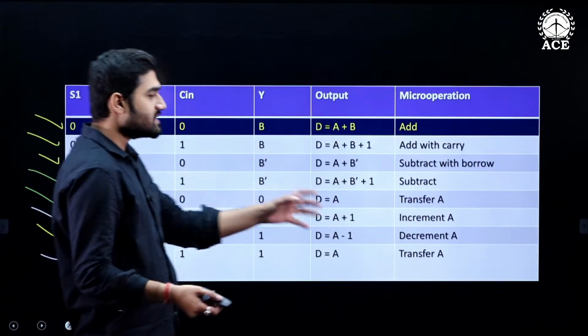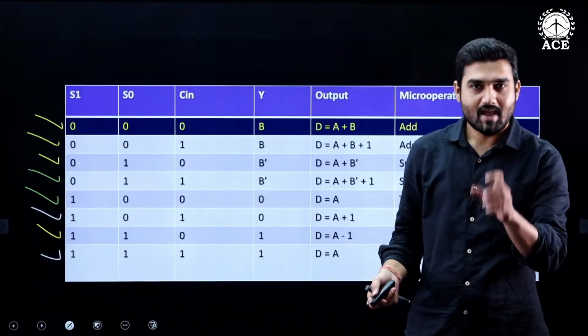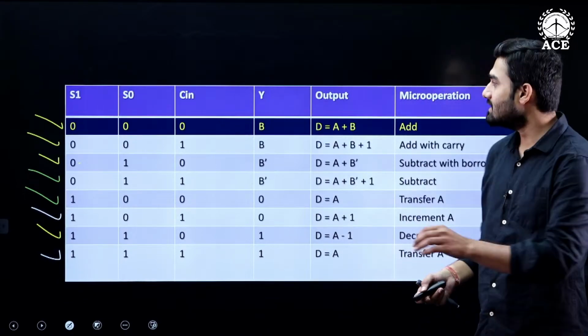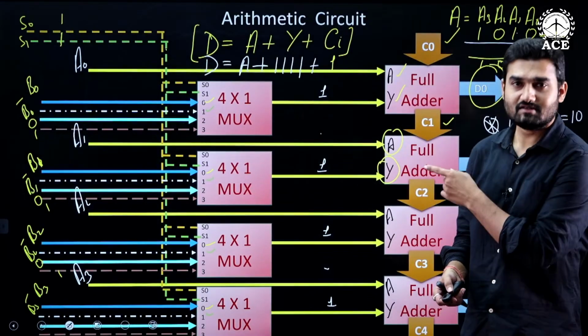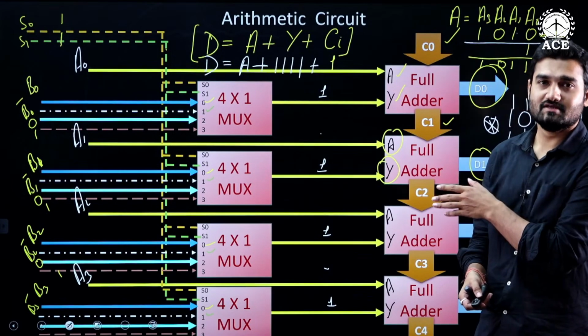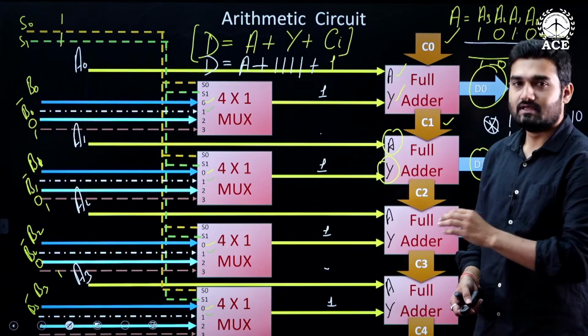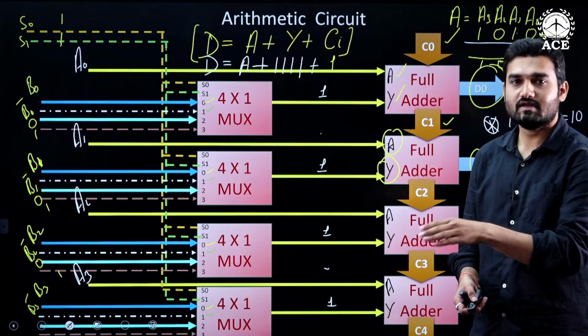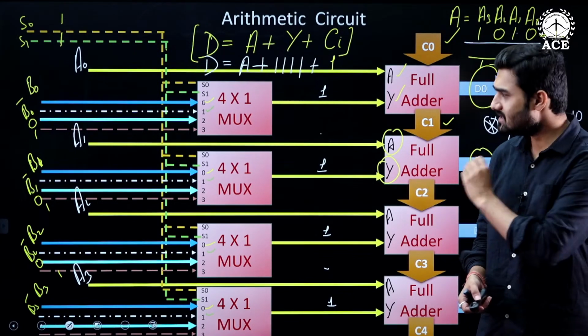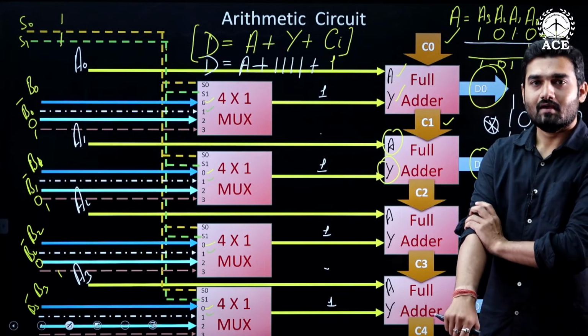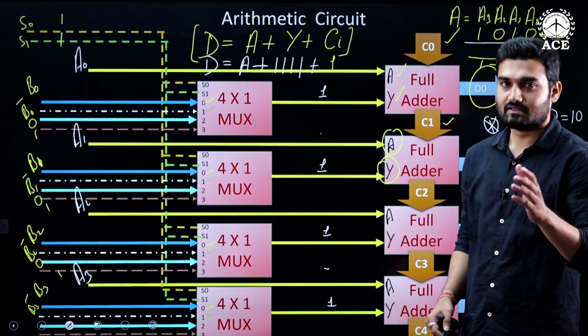So all these basic arithmetic micro-operations can be implemented with this particular circuit. Tell me, is it easy or not? It is really easy. You just need to focus on that part. Each and every row I have explained to you. If there is any problem, just go back and revise it again and again. Really easy. Okay. Now this is the time to end.